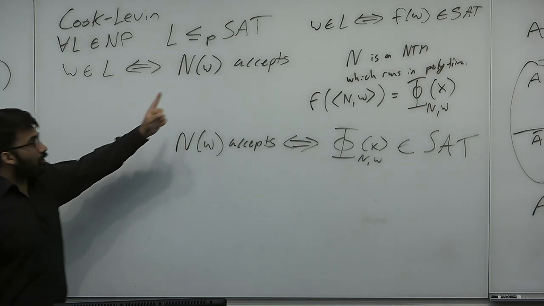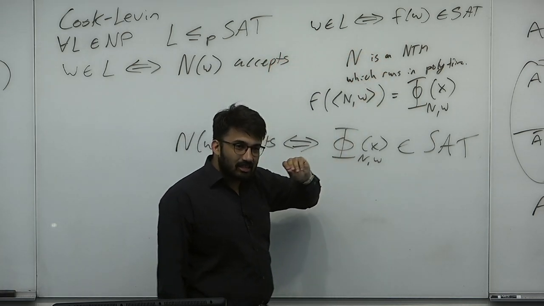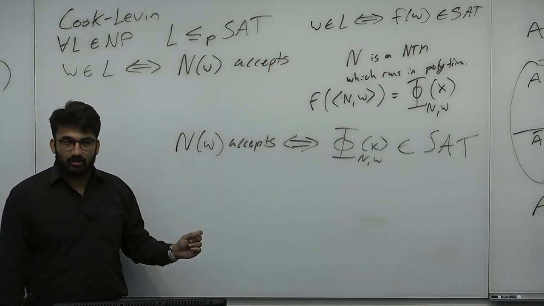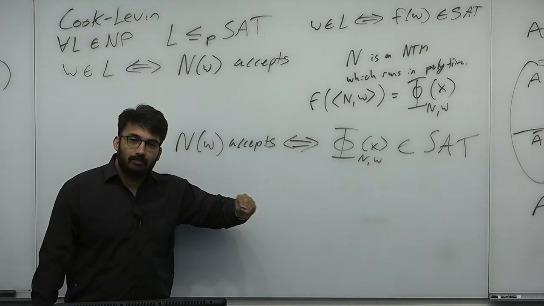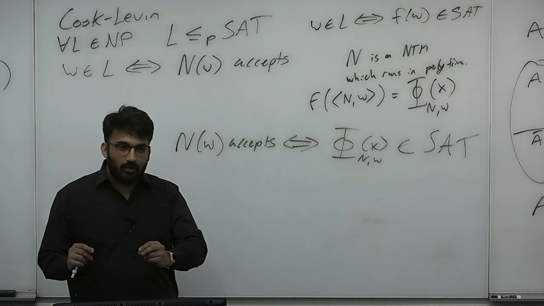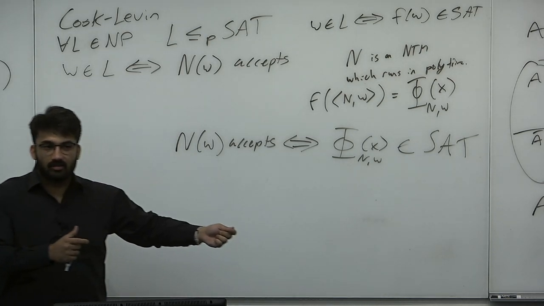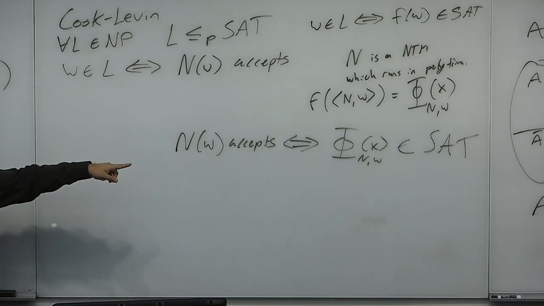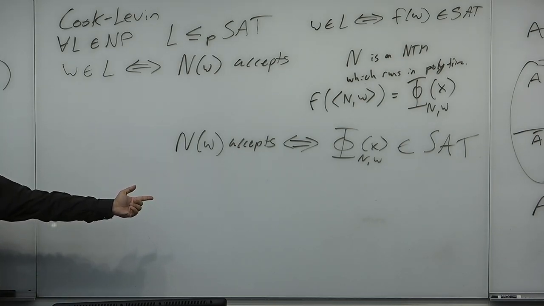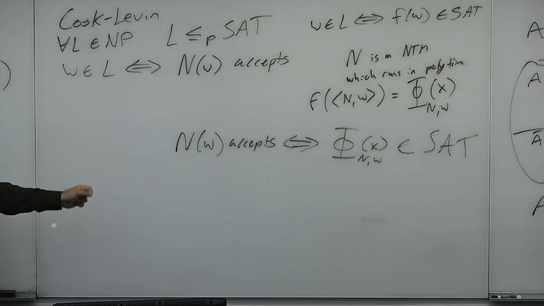Not only do they transform problems to problems, but implicitly, the reduction can also be used to transform an answer to an answer. What this will do is if N accepts, this reduction will actually be able to transform an answer, the computation path of the machine, into a set of Boolean variables that will satisfy this thing. Now, were we to do this proof not with a non-deterministic machine, but with a deterministic verifier, what would X be then? The witness. Yeah. The witness is that.